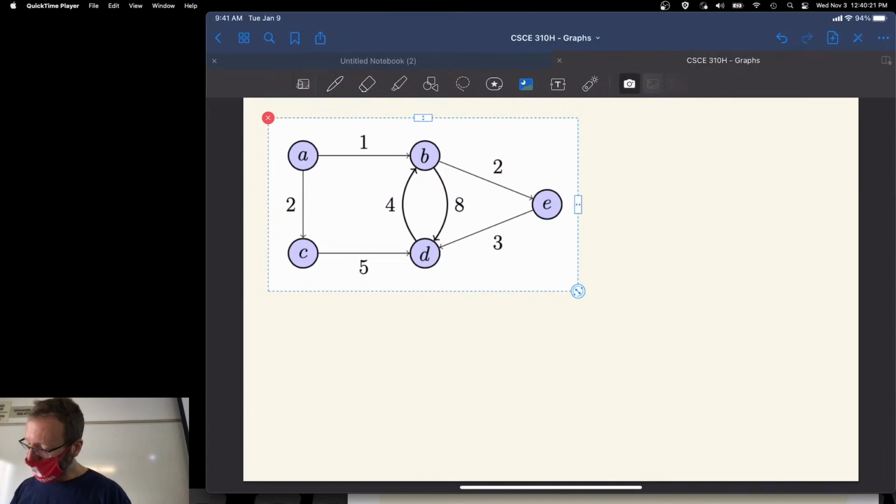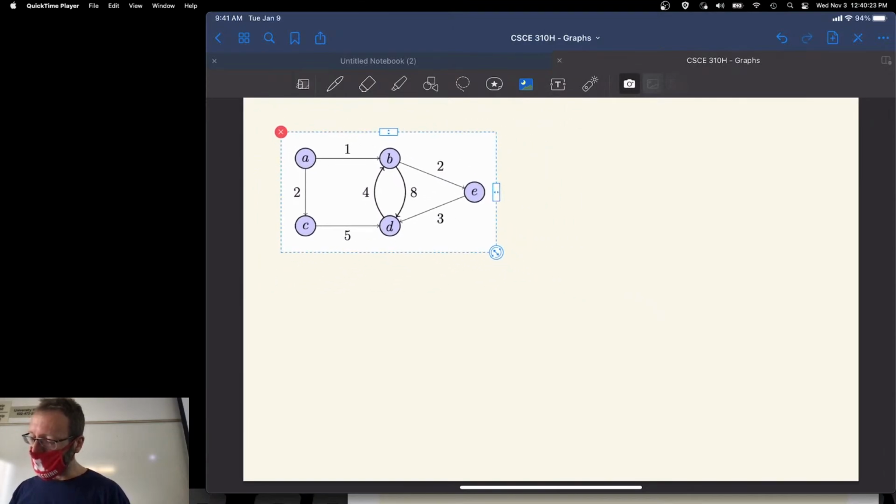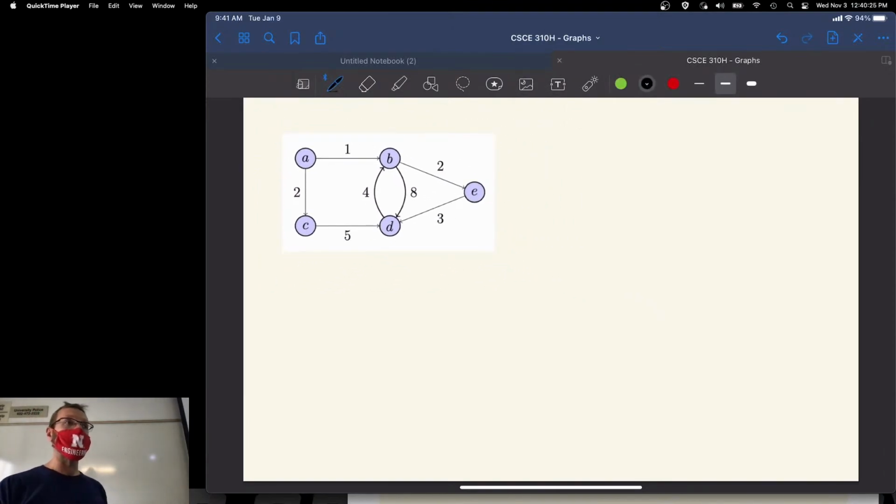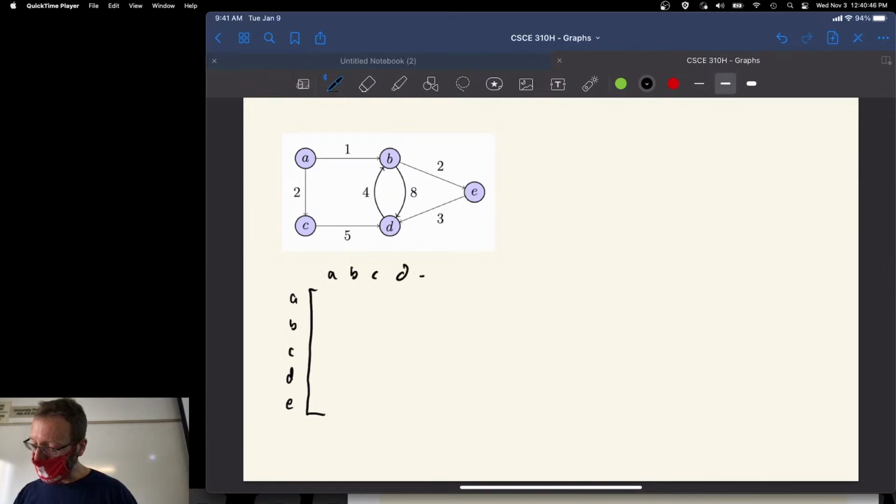So to start out with, I'm going to start out with a weighted adjacency matrix. Since this is a directed graph, it's not a DAG because it has cycles. But since this is a directed graph, it will not have a symmetric adjacency matrix. So let's look at what this adjacency matrix kind of looks like. A, B, C, D, E. A, B, C, D, E.